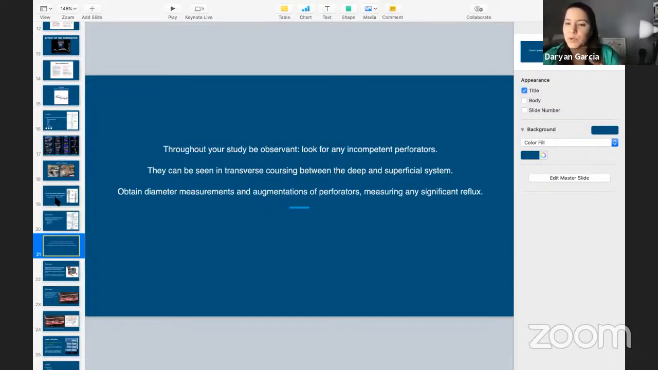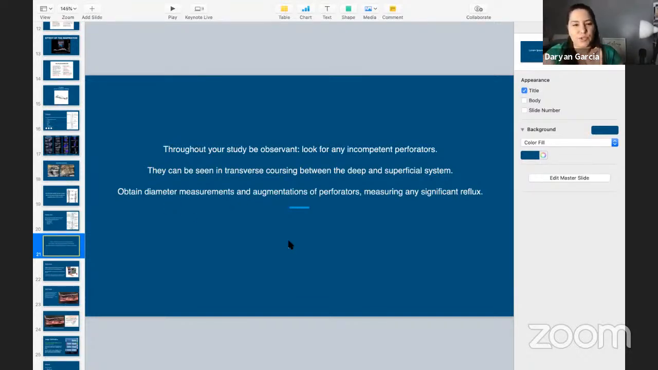So remember that throughout your study, you want to make sure that you're looking for those perforator veins, whether it's part of your protocol or not. Just make sure that you are able to document that there's an incompetent perforator in your study. And like Alain mentioned, that's a vein that communicates the superficial system to the deep system, okay? And you would measure this once as well.